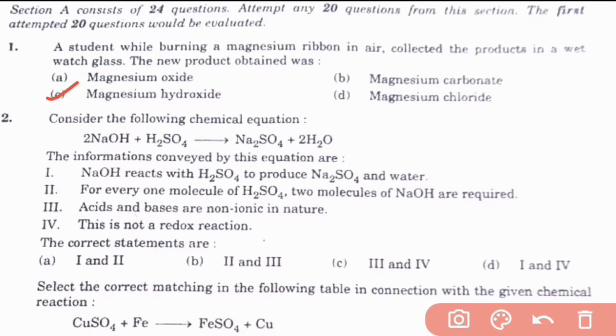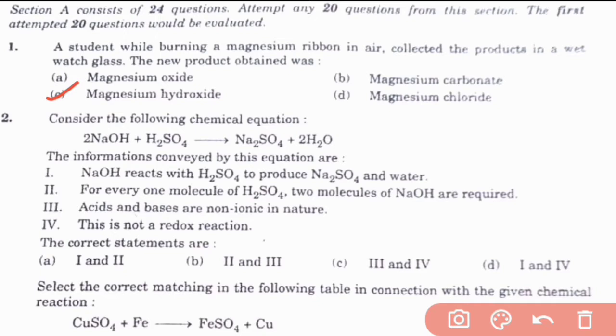Second question we have, consider the following chemical equations: 2NaOH plus H2SO4 arrow Na2SO4 plus 2H2O. So the information conveyed by the equations are option number A, first and second, option number B second and third, option number C third and fourth, and D is first and fourth.